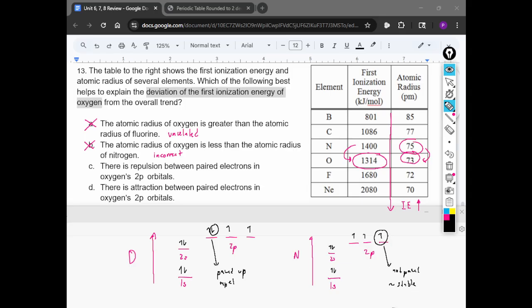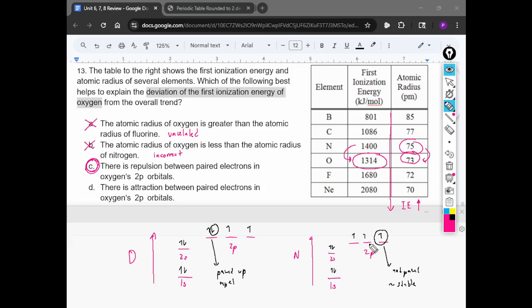And this is the reason why it's easier to take off oxygen's first electron. It's because it's paired up. If they're paired up, they repel one another. So oxygen, even though it is smaller, even though it's more to the right on the periodic table, because that first valence electron is paired up, it is easier to take out than nitrogen, which has a certain level of stability with 1 electron in every subshell.